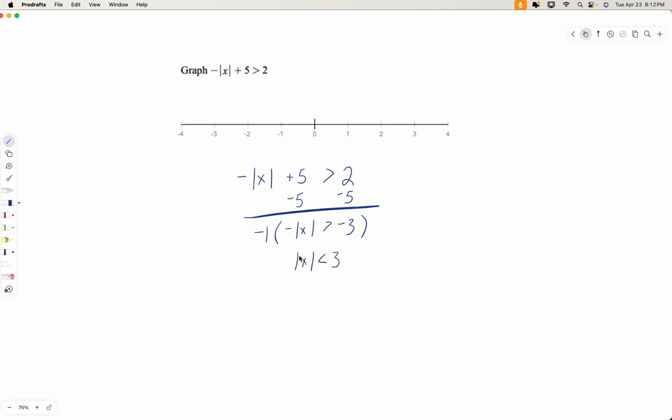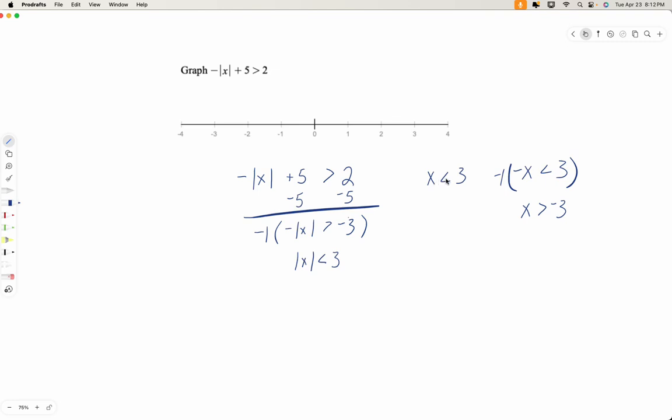This is what we have to check the absolute value of now. So the positive is x is less than 3. The negative is negative x is less than 3. So we want to get rid of that negative sign. Opposite of that is positive. Opposite of less than is greater than. And opposite of positive 3 is -3.